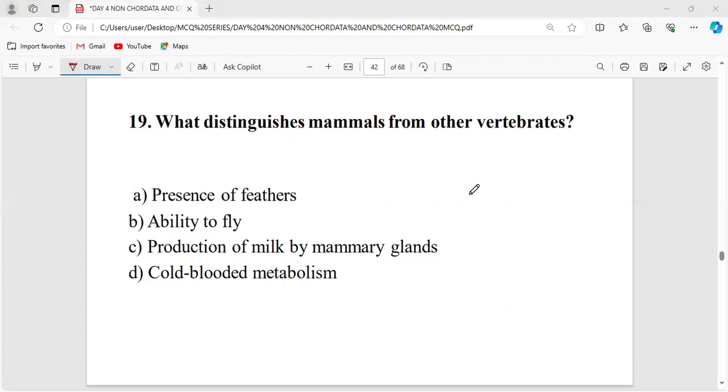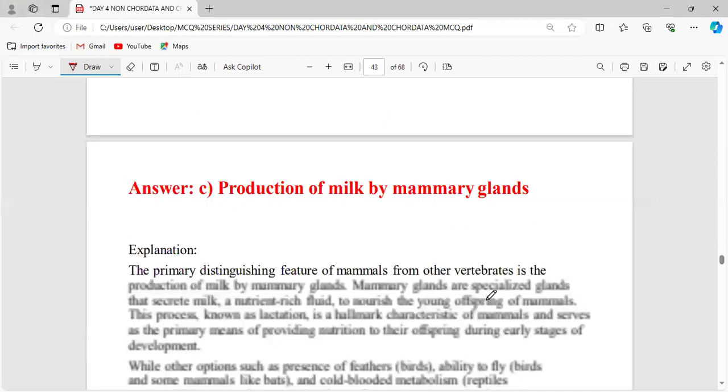Of course, mammary glands will be present only in organisms placed under the class Mammalia. So obviously there is no point in thinking about the production of milk by mammary glands.